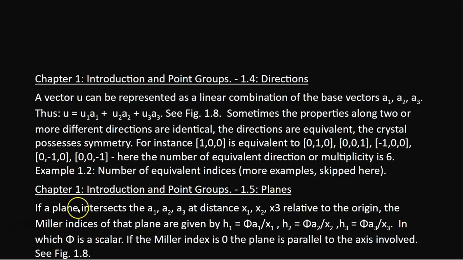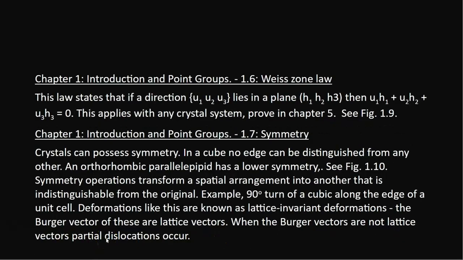Paragraph 1.5. If a plane intersects the a1, a2, a3 axes at distances x1, x2, x3 relative to the origin, the Miller index of that plane is given by h1 = v a1 divided by x1, and the same is true for the other two, as you can see, in which v is a scalar. If a Miller index is 0, the plane is parallel to the axis involved. See figure 1-8. Then paragraph 1.6, Weiss zone law. This law states that if a direction [u1 u2 u3] lies in a plane (h1 h2 h3), then u1 times h1 plus u2 times h2 plus u3 times h3 is 0.